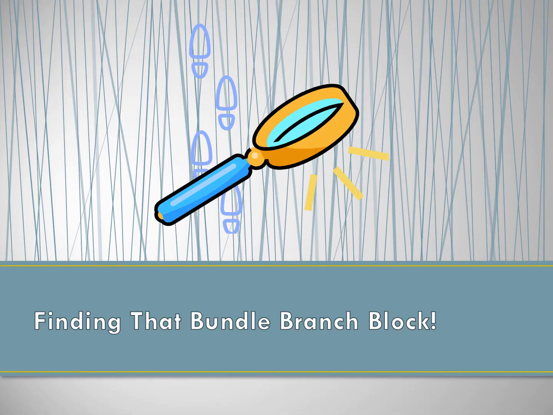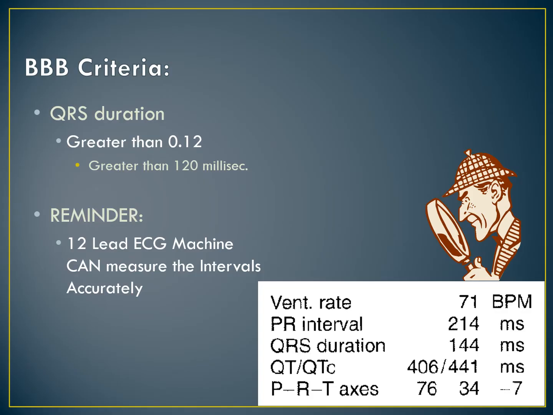Now that we have reviewed the structural presentation of the bundle branches and the fascicles, let's find that bundle branch block on your 12-lead printout. In order to meet the criteria to be called a bundle branch block, the QRS interval must be greater than 0.12 seconds or 120 milliseconds. This is something you can quickly determine at the top of your printout, as seen in this example where the QRS is 144 milliseconds or 0.14 seconds in duration.